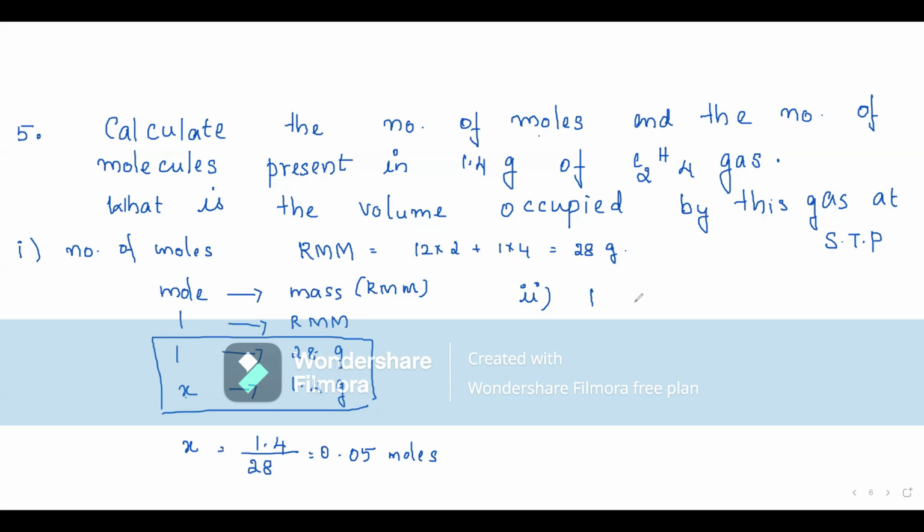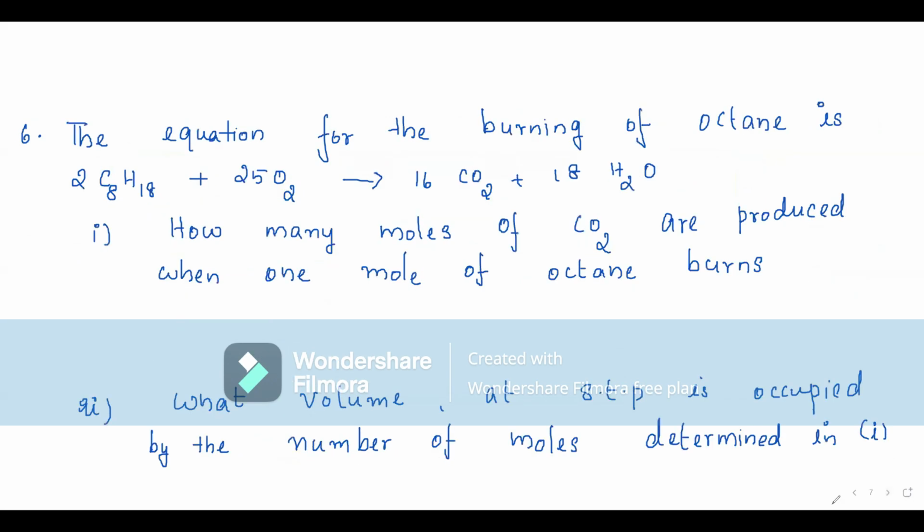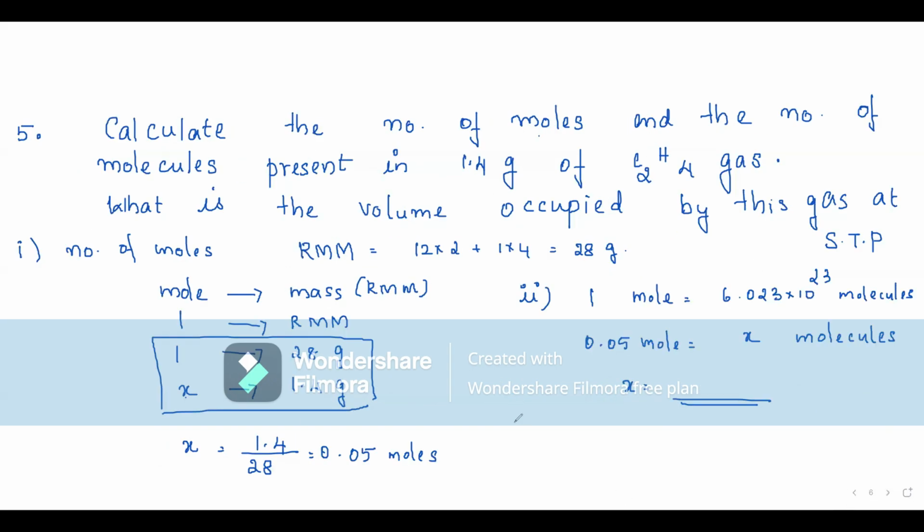Second question was to calculate the number of molecules. So, 1 mole is equal to 6.023 10 to the power 23 molecules. Therefore, 0.05 mole will be equal to X molecules. Now, solve for X. Okay, this I'm not doing. Please solve it yourself. Third part of the question is, so I'll erase this just to create some space.